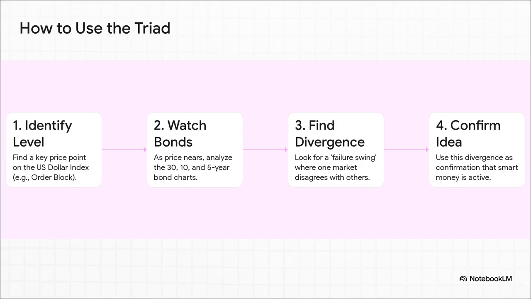Step 2, as price starts getting close to that level, you open up your 3 bond charts. This is your observation window. Step 3, you go on the hunt for a divergence. You're looking for that telltale failure swing, where one of the markets just refuses to play along with the others. And finally, step 4, you use that divergence as your confirmation. It's the market's way of telling you that institutions are likely defending your level.